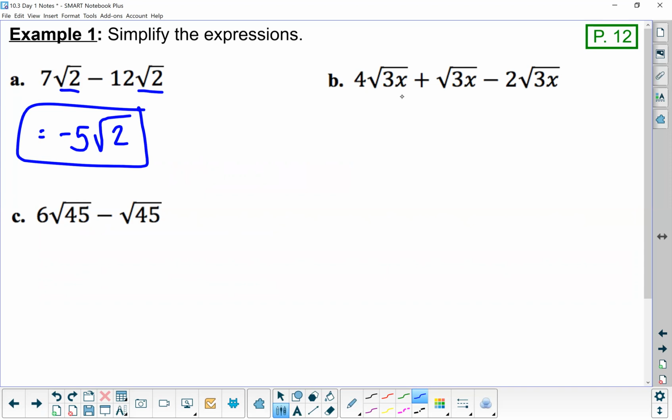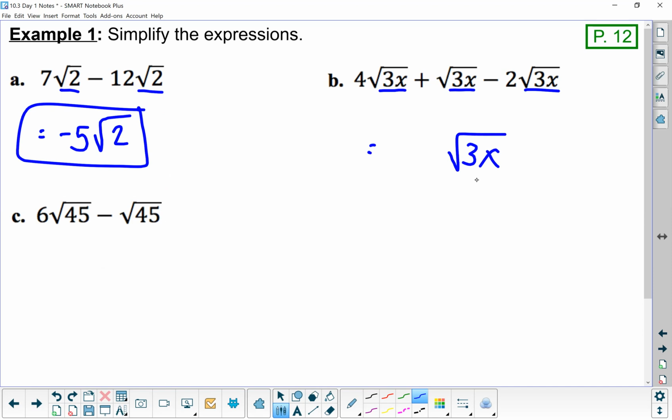Example B, we have 4 times the square root of 3x plus the square root of 3x minus 2 times the square root of 3x. So each term has a square root of 3x. So our answer is going to have a square root of 3x.